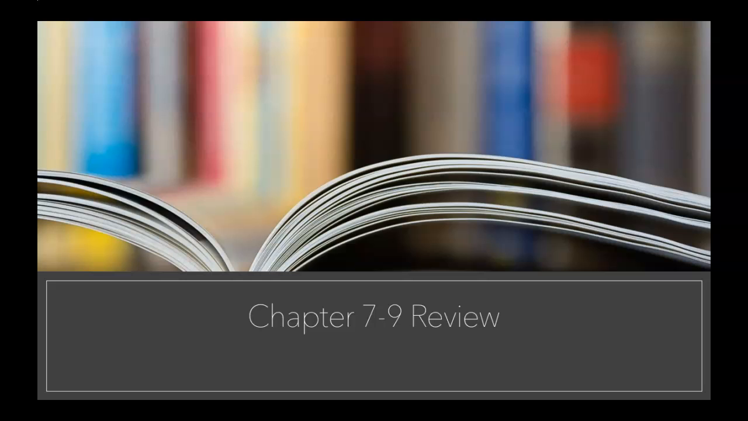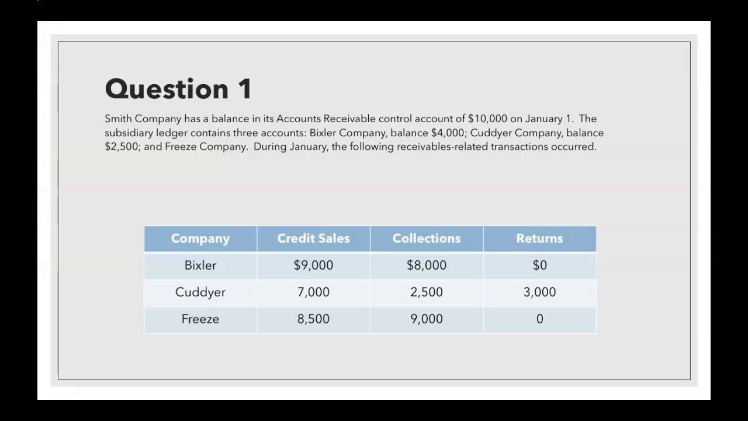Let's review chapters 7 through 9. Our first question says Smith Company has a balance in its accounts receivable control account of $10,000 on January 1st. The subsidiary ledger contains three accounts. Bixler Company has a balance of $4,000, Kadire Company has a balance of $2,500, and then there's Freeze Company that we don't know the balance for yet.